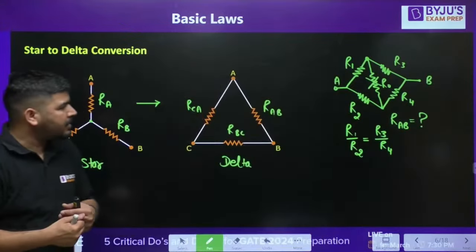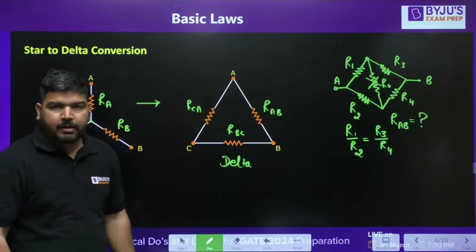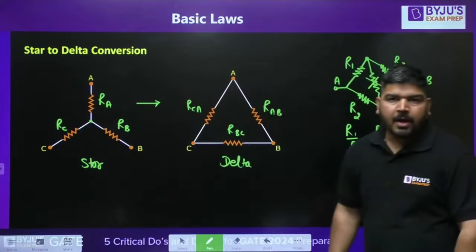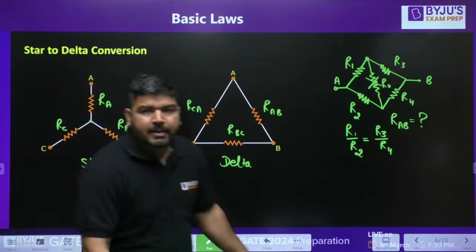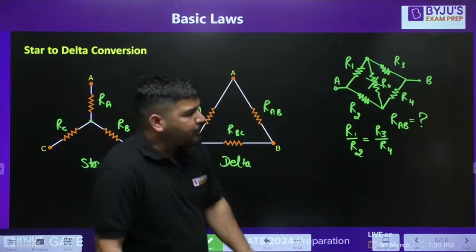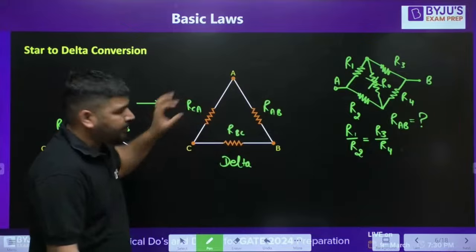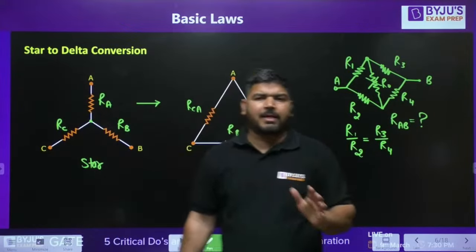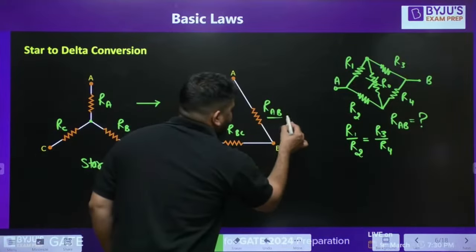Now, how to convert from star to delta? It's very easy. First, you have to understand how to calculate these values, because these values are important. The proof I will tell you later. Proof is not important as far as GATE is concerned, okay? But for ESE, you need the proof. So let's first discuss how to remember these, and then if you insist, obviously I will tell you the proof also. Okay, so let's discuss RAB first.